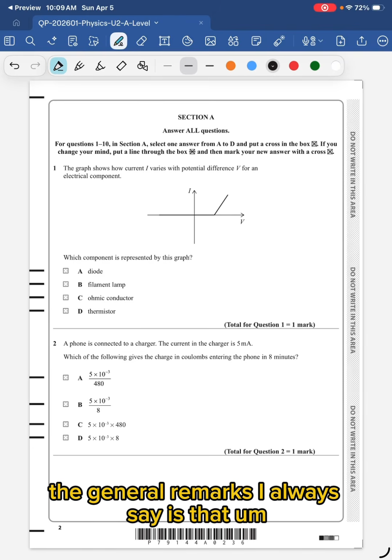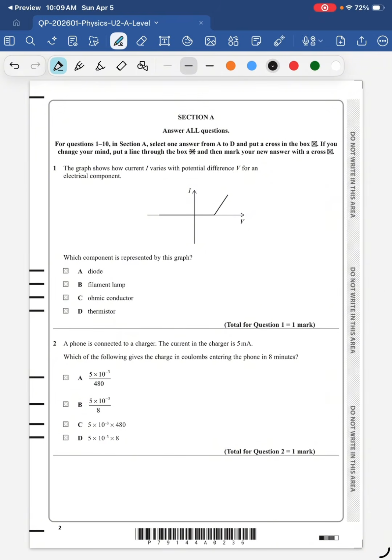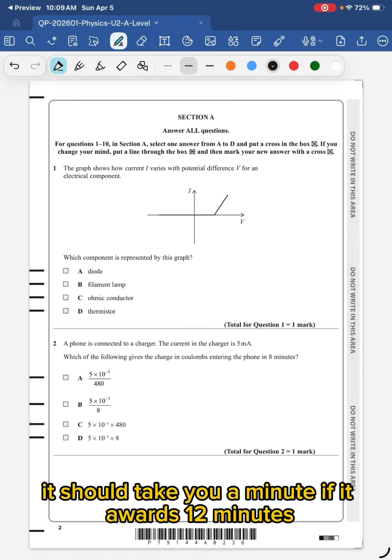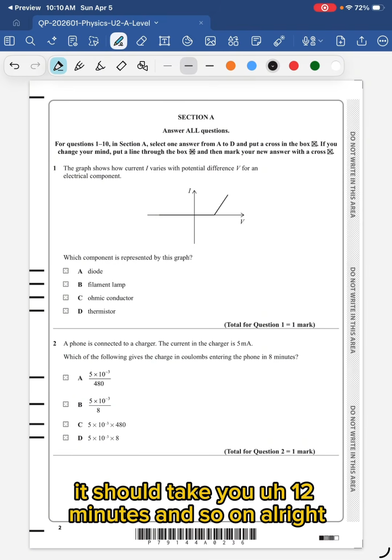The general remark I always say is that you should spend about a minute per mark. So if a question awards 1 mark, it should take you a minute. If it awards 12 marks, it should take you 12 minutes and so on.